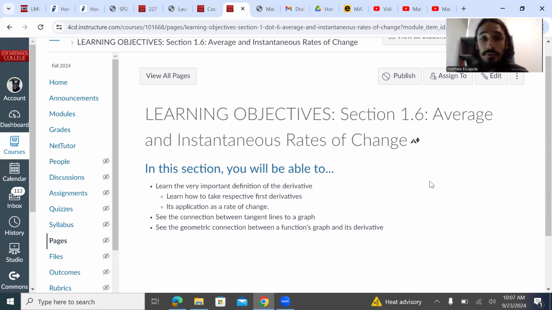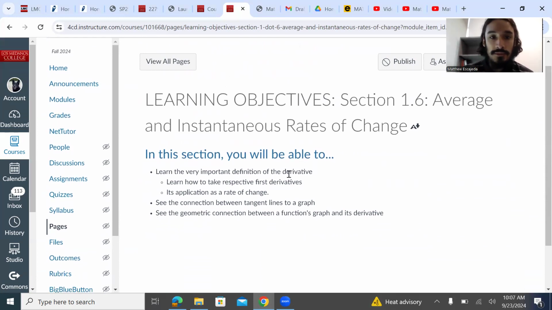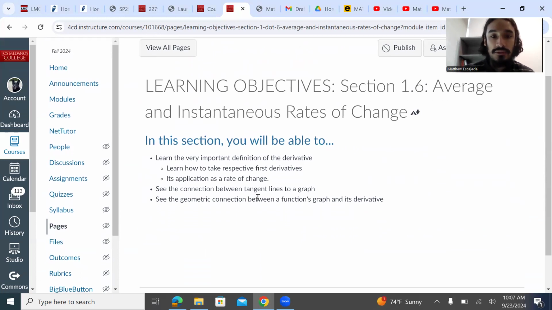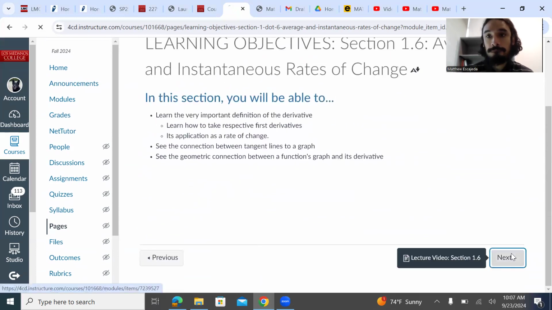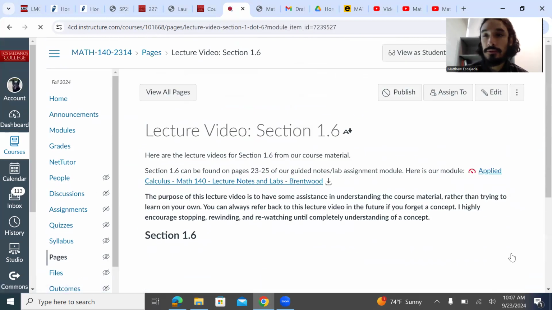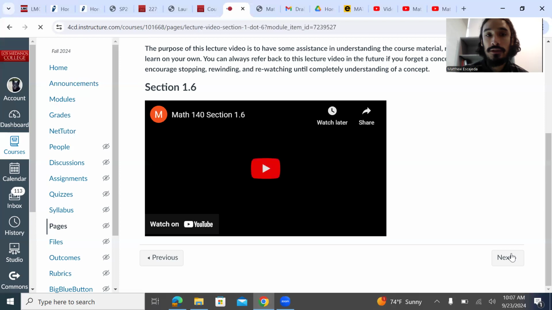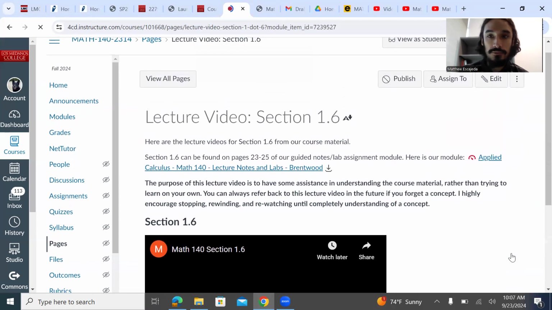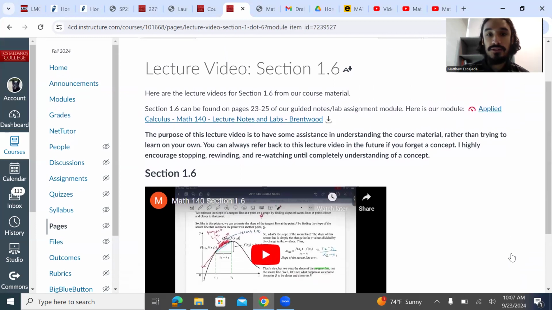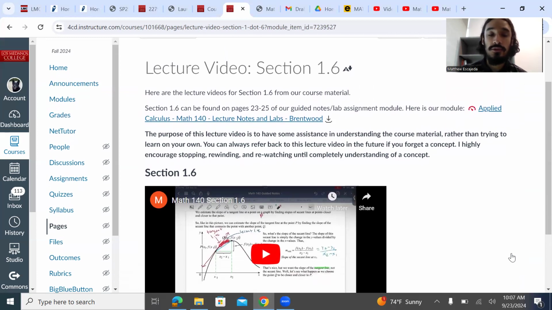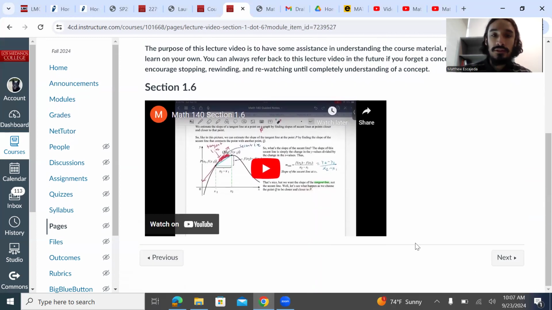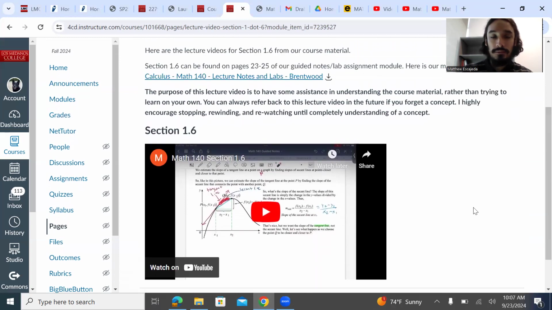The learning objective for section 1.6 is to learn the definition of a derivative, take respective first derivatives, and discuss tangent lines, etc. This section is a little more abstract than for an applied calculus class, so if you don't understand everything right away, it's okay. Just take it with a grain of salt. This is an introduction to what derivatives are, and we're going to be using derivatives a lot, especially in application context problems. So watch the video, take the notes, try to understand a little bit, but try not to stress out too much about it.